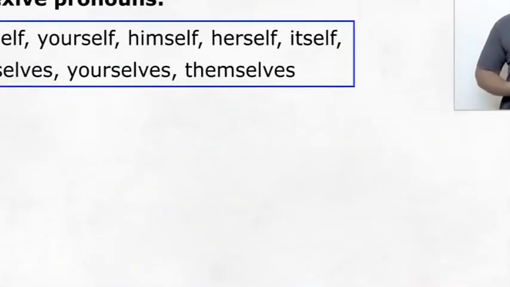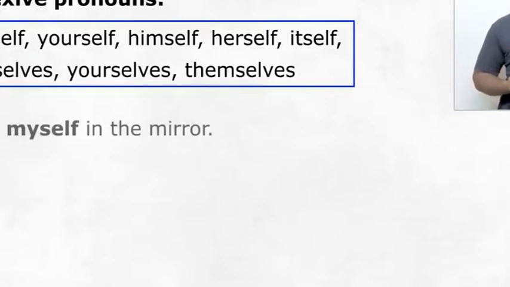Reflexive pronouns are pronouns like myself, yourself, himself, etc. And these are called reflexive because they reflect back to the subject of the sentence. For example, this morning I stood in front of a mirror. What did I see in the mirror? I saw myself. In that sentence, notice that the subject and the object are both the same, I or me.